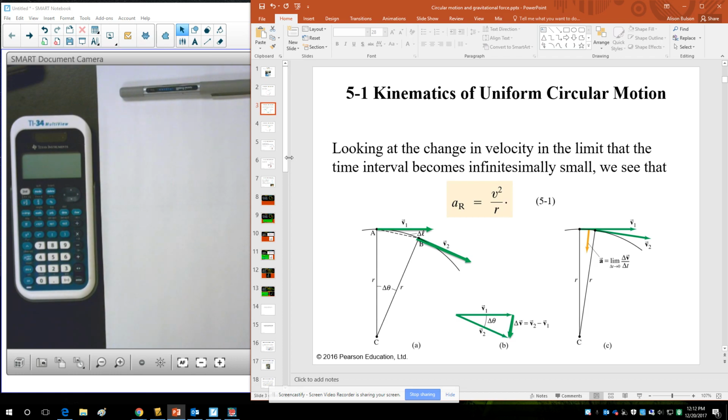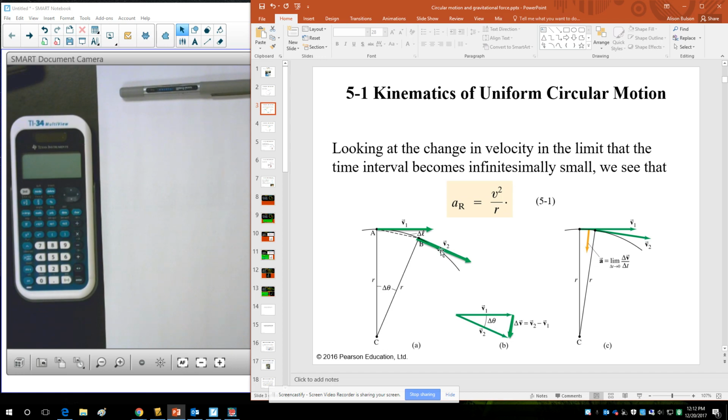If we look at the change in velocity in the limit that the time interval becomes infinitesimally small, we can derive the equation for the acceleration of the object. The derivation is beyond the scope of the course, but we can at least show the direction of that acceleration.